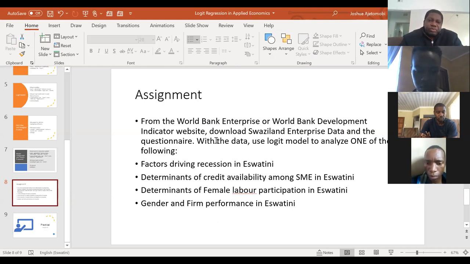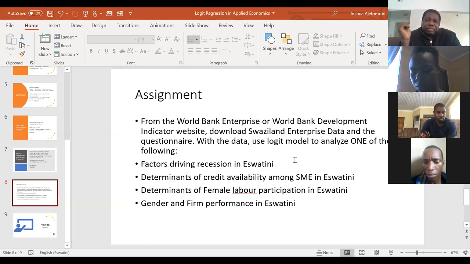So what do I want you to do from the website? You want to answer any of these questions using the data you are going to collect. Just pick one, not two, just one. With the data that you are going to collect from World Bank Enterprise, it's just one dataset on Eswatini. That is the 2016 World Bank Enterprise data on Eswatini. It's there.